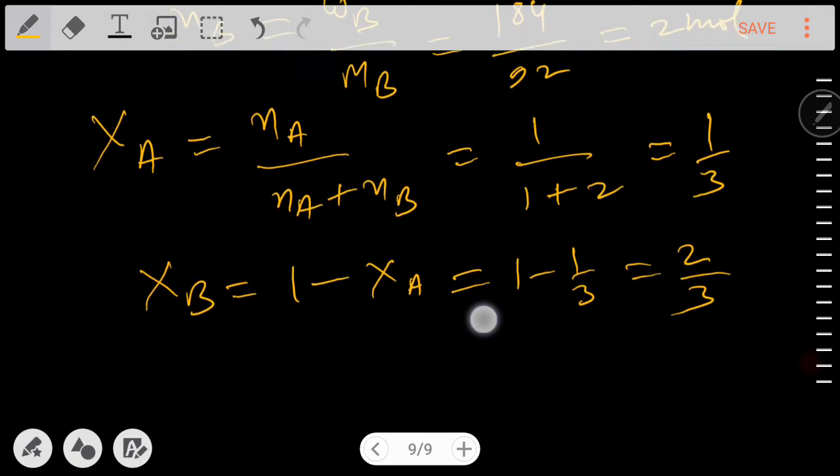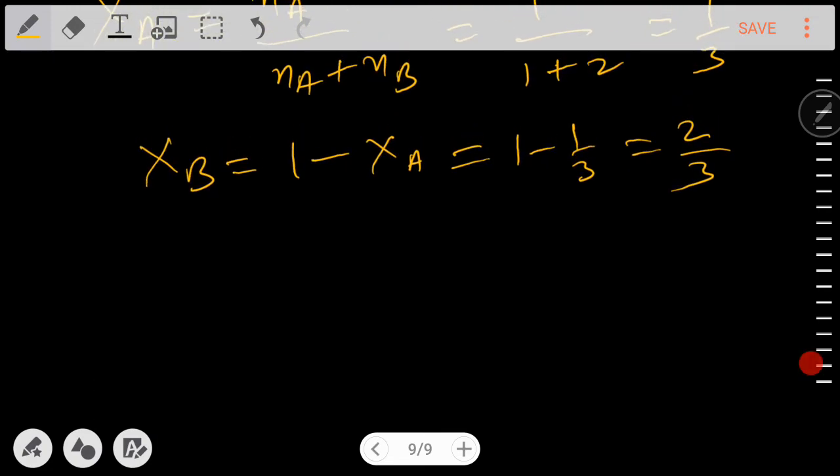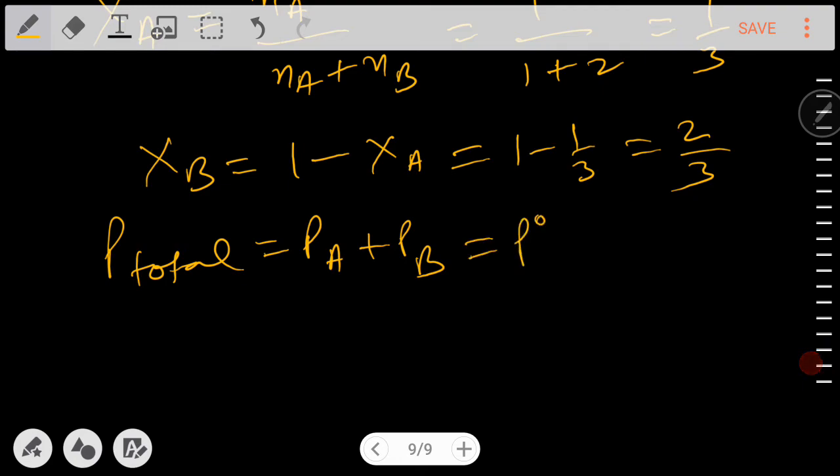Now use the equation in which you will put all the values and calculate the total vapor pressure caused by both the components of the solution. It is denoted by P total, and P total is equal to PA, that is the vapor pressure of A component, plus PB, that is the vapor pressure of B component, and PA will be equal to P naught A into XA, and PB will be equal to P naught B into XB.